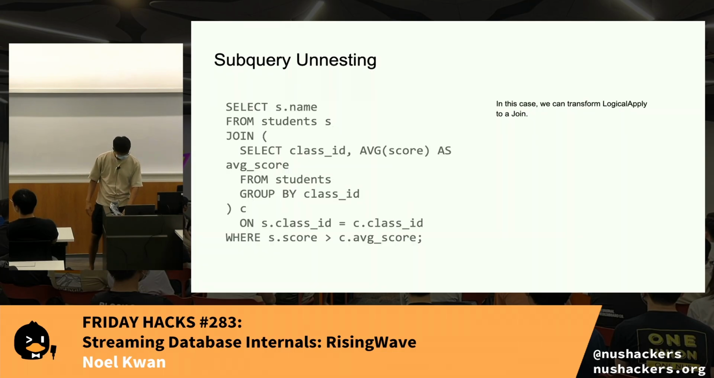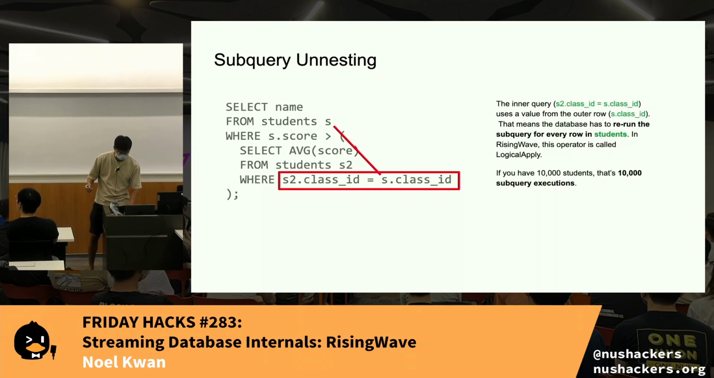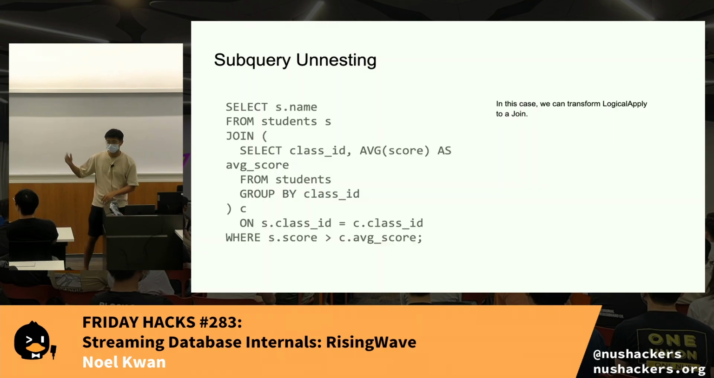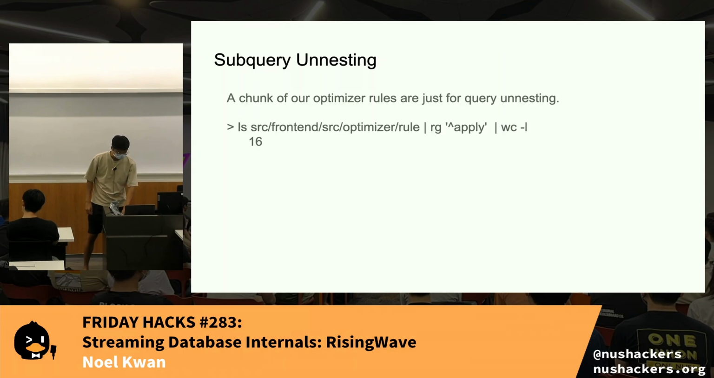In this case, we can actually transform this. Inside RisingWave, this operator of applying it to every single row in the table is called logical apply. So we have an optimization rule to transform logical apply to a join. Instead of running the subquery every time, you just scan the tables, join them together, and then add a filter after that for the where clause. If you look at our optimizer rules, you can take a look at it. We have a large chunk of them just for subquery unnesting.